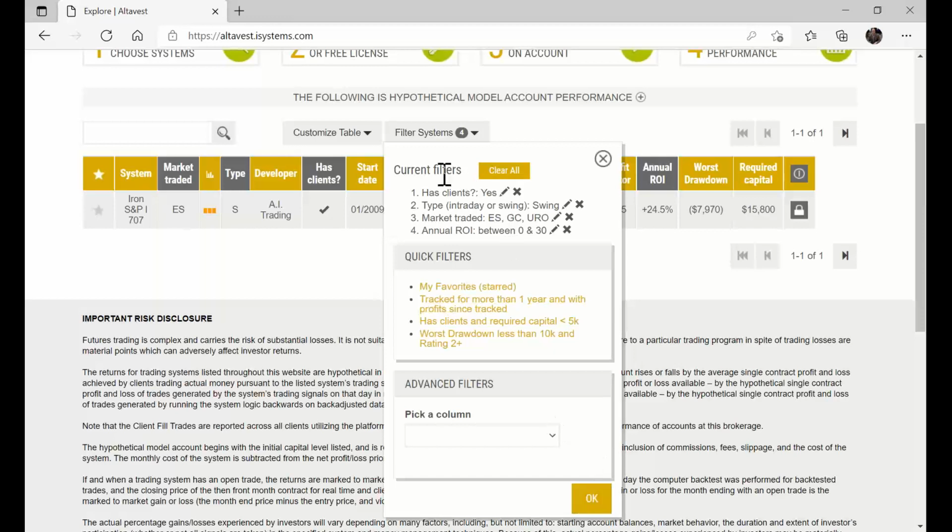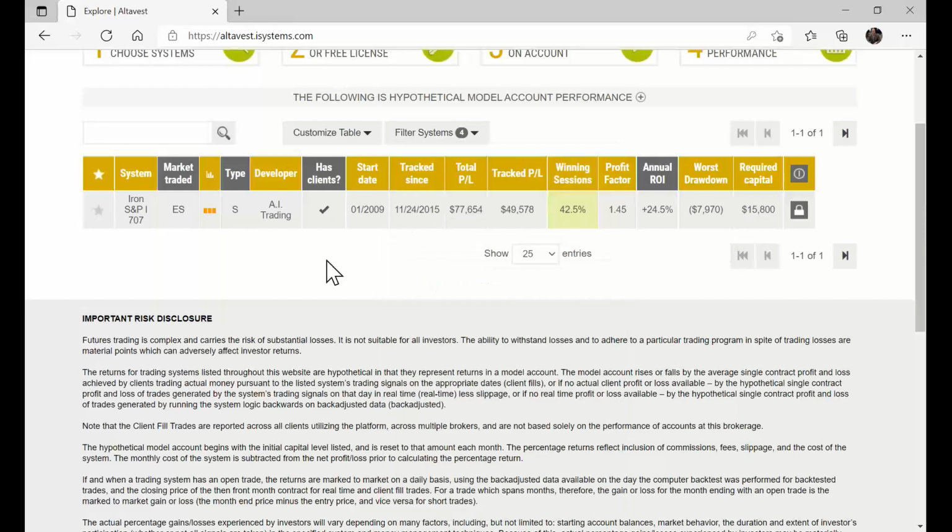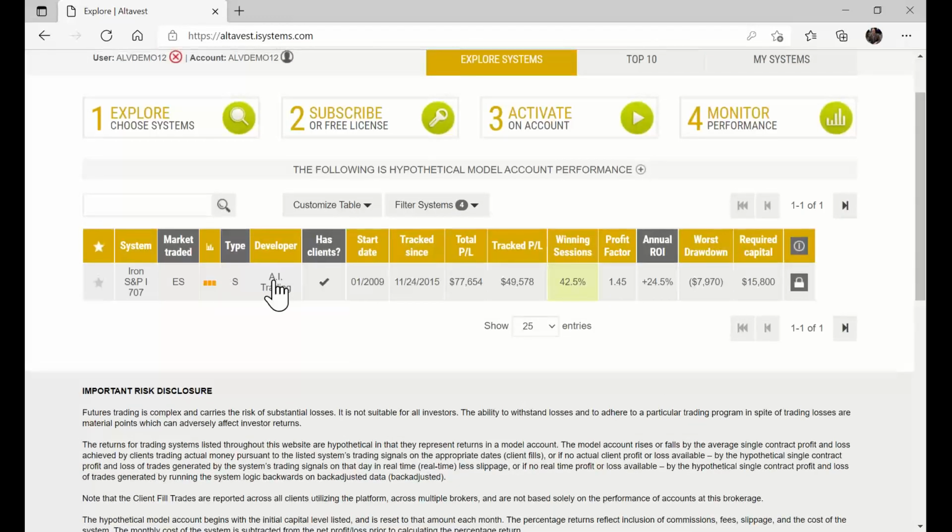So these 4 current filters, all these criteria, out of the 2,000 systems, you have one system that meets all those criteria. So that's pretty cool how you can take something and really boil it down and find exactly what you're looking for. And if you want to take a look at that system, here's what you do. You just click on it.